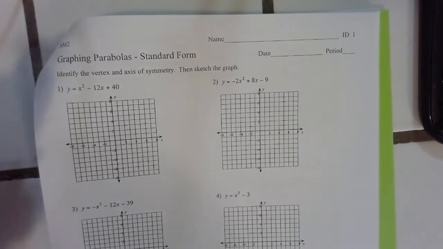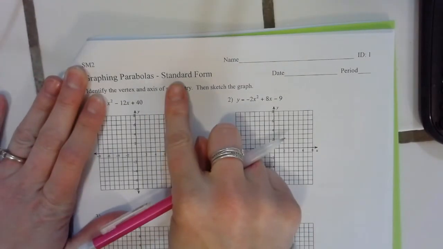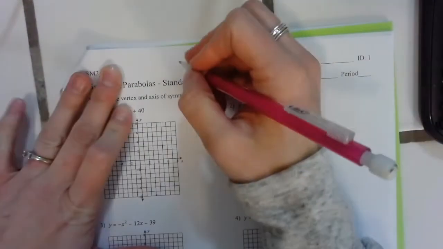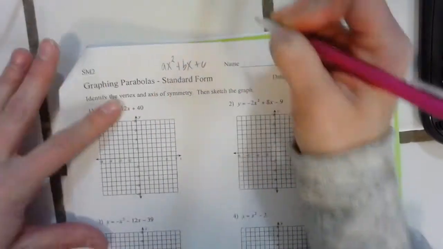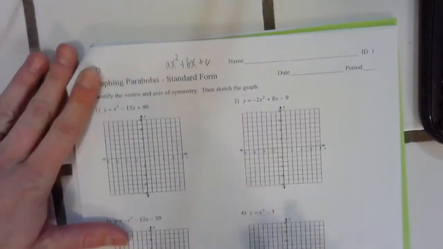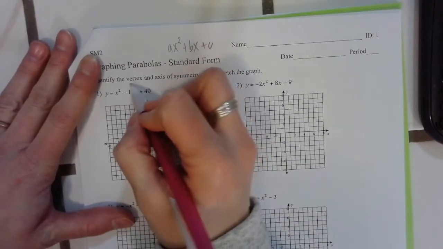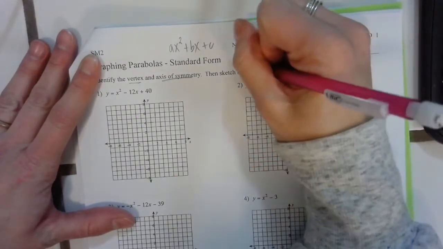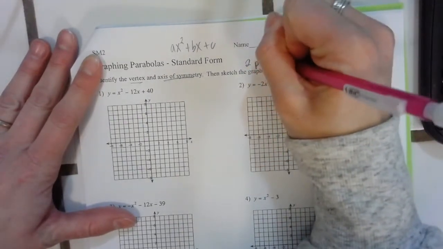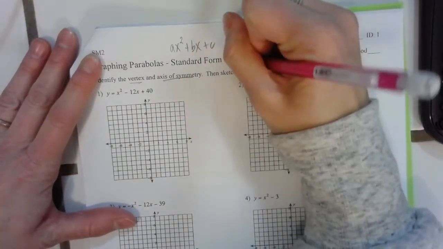Alright guys, so today we are going to be graphing parabolas when they're written in standard form. So remember, standard form is ax squared plus bx plus c. So this is a little bit different than vertex form. We do want to find the vertex and the axis of symmetry. Then we want to find two ordered pairs on our graph. And then we want to know if we're going up or down.